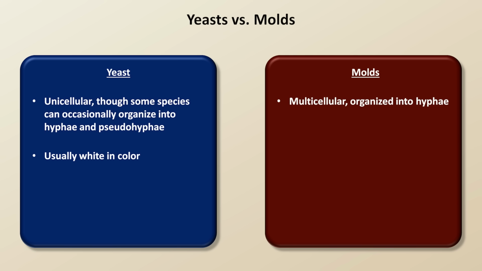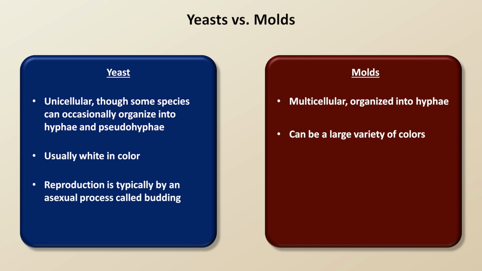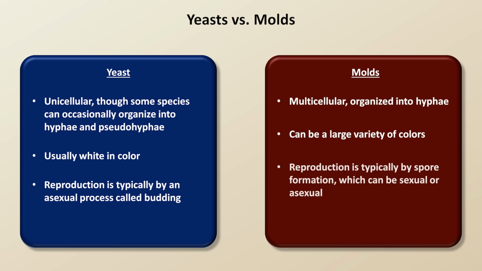Yeasts are usually white in color. Molds, as you may have personally observed in either your refrigerator or bathroom, can exist in a wide variety of colors. Yeast reproduction is typically by an asexual process called budding. Mold reproduction is typically through spore formation, which can be either sexual or asexual. And finally, yeast forms smooth, round colonies when cultured in the lab, while mold colonies appear fuzzy.